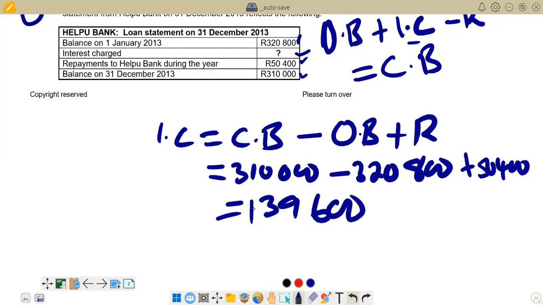So this is the figure that we are supposed to put in the income statement, in the statement of comprehensive income, after profit before interest expense. Then you put your interest expense, which is 39,600. So this is what we have in terms of the question paper of February, March 2014.